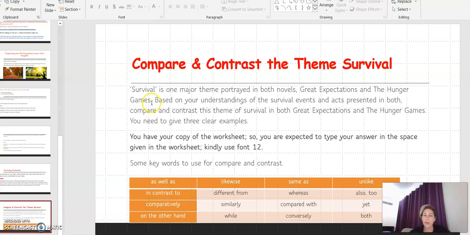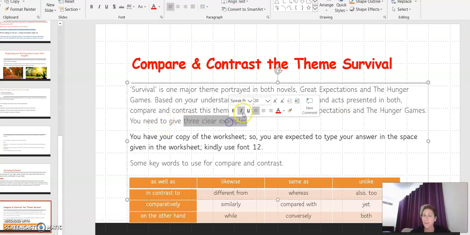Your task is the following. Survival is one major theme portrayed in both novels, Great Expectations and The Hunger Games. Based on your understanding of the survival events and acts presented in both, compare and contrast this theme of survival in both Great Expectations and The Hunger Games. You need to give 3 clear examples. You either choose the divided pattern or the alternating pattern in your body parts. You need to compare and contrast how this theme is portrayed in both. What are the similarities and what are the differences?